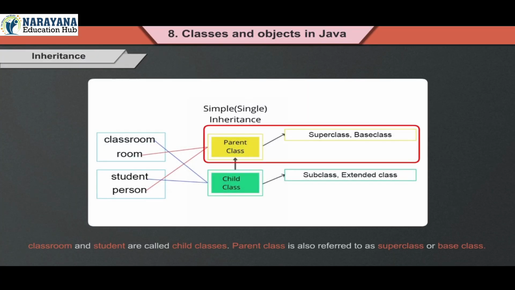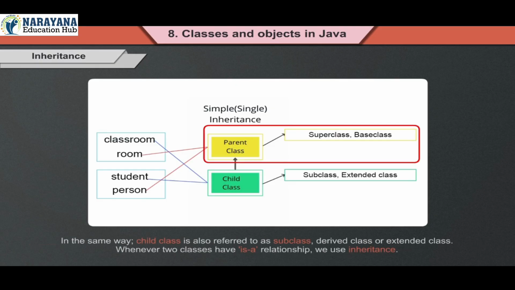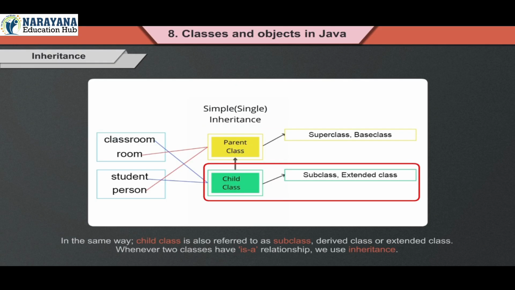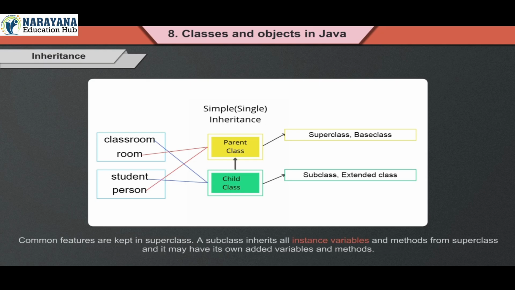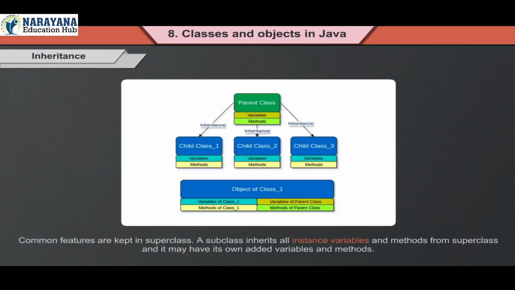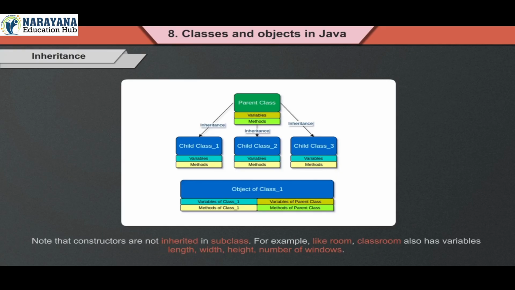Parent class is also referred to as superclass or base class. In the same way, child class is also referred to as subclass, derived class or extended class. Whenever two classes have a relationship, we use inheritance. Common features are kept in superclass. A subclass inherits all instance variables and methods from superclass and it may have its own added variables and methods. Note that constructors are not inherited in subclass.